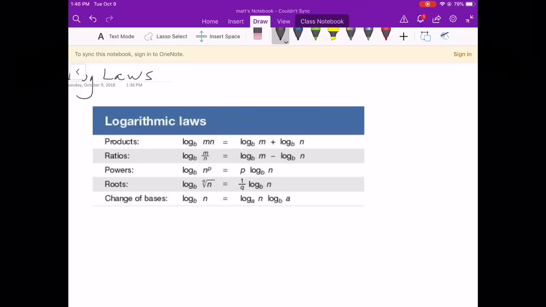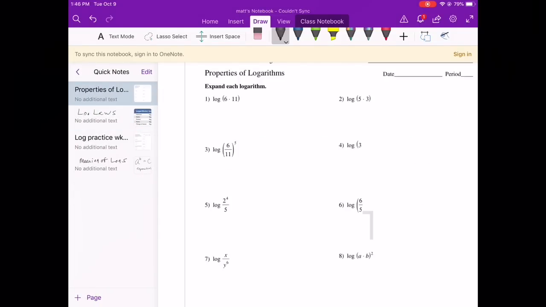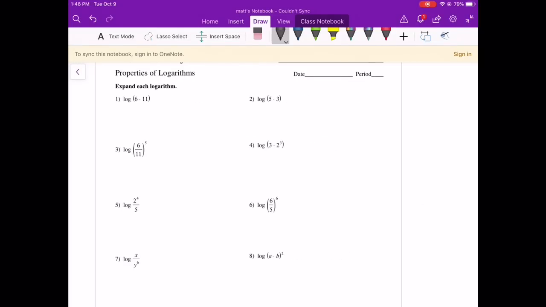All right, so I'm going to do a few of these and just keep going back and forth and referencing how we would use these to simplify some of our expressions. So properties of logs, we'll do a couple of these to help us out.